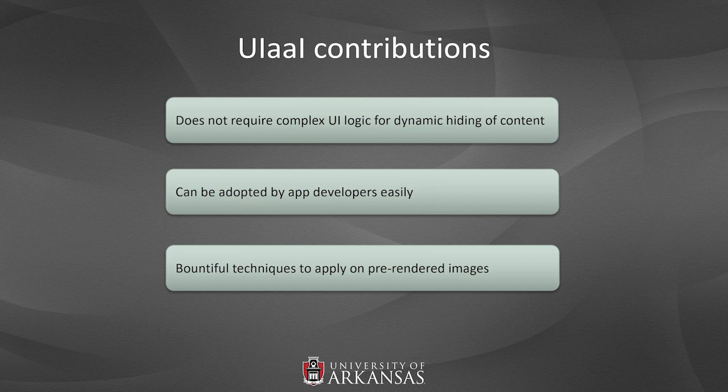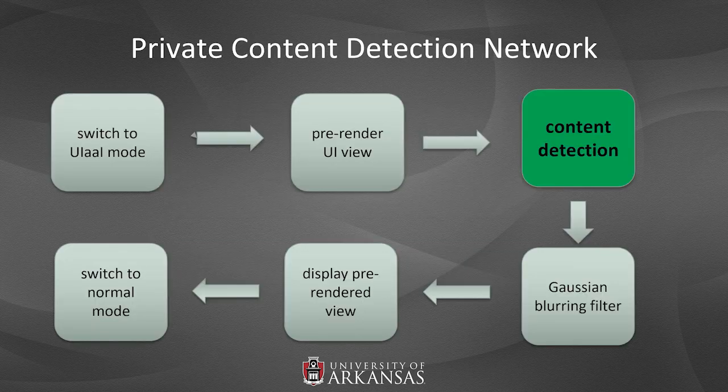Three contributions make user interface as an image valuable. The first one is that it does not require complex UI logic for dynamic hiding of the content. Content displayed on the mobile screen is actually distributed among different layers, and our model makes it possible to ignore the complicated details when processing the screen content. Second, our technology can be applied by app developers easily. And third, there are bountiful technologies to apply on pre-rendered images. Due to the time limit, please read the paper for more information on the second and third points. I'm going to go into more detail on content detection in our user interface as an image design.